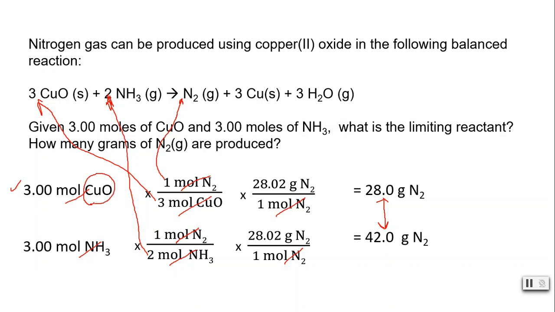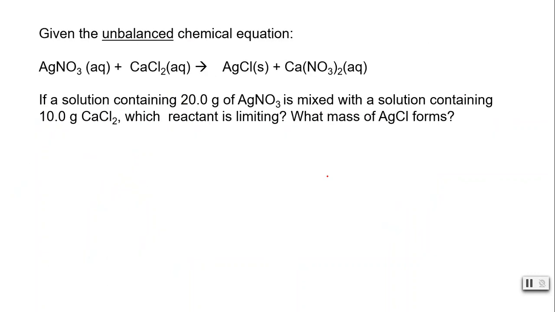And the limiting reactant is always what produces the actual amount of product, also called the theoretical yield. So in this case, how many grams of N2 are actually going to be produced? It would be 28 grams. So let's do a second example, very similar.